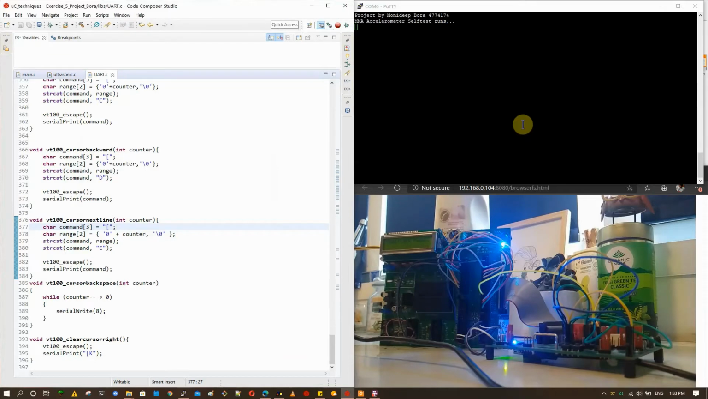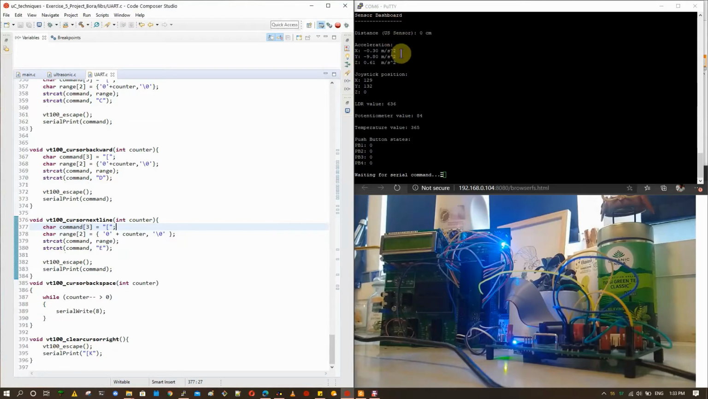As you can see, the self test for the MMA accelerometer is going on, and the self test was successful. So we proceed further. As we can see, at first the sensor dashboard with empty values was loaded, and it was subsequently filled up with the sensor values.